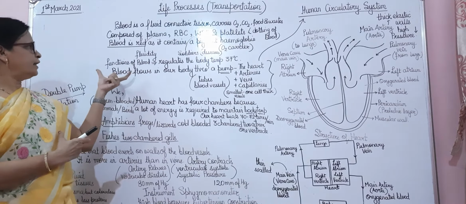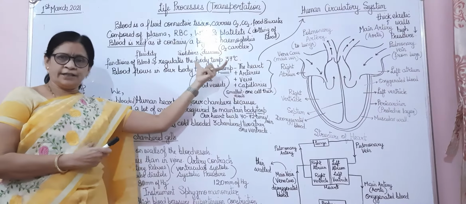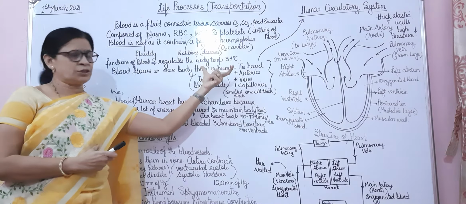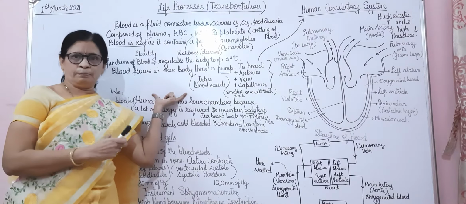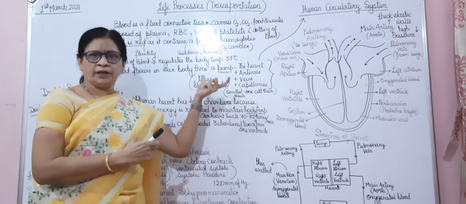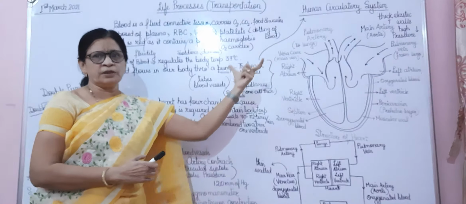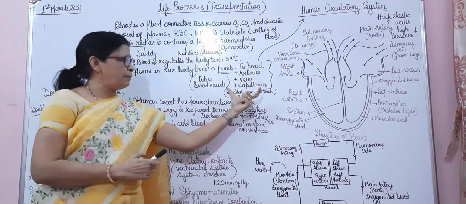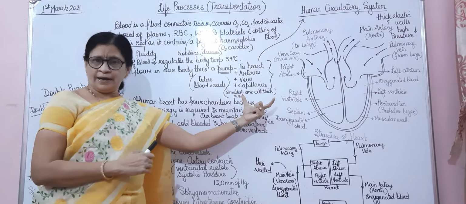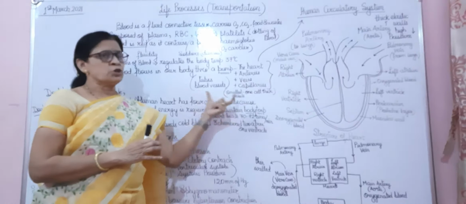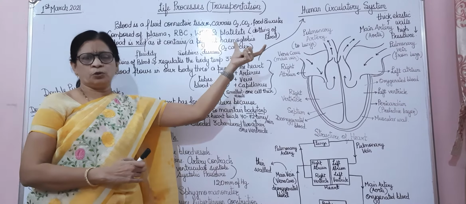Now this blood has various functions. It also regulates the body temperature, which is to be maintained at nearly 37 degrees centigrade. Blood flows in our body through a pump, which is the heart. This heart together with the arteries, the veins and the capillaries is known as the human circulatory system. The capillaries are the smallest, one cell thick vessels which carry the blood to each and every cell of the body. So these tubes and vessels together with the heart are known as the human circulatory system.